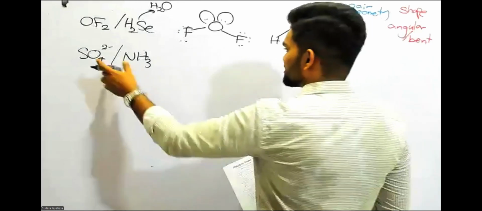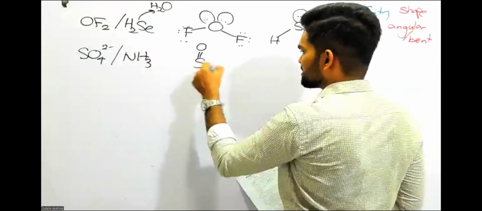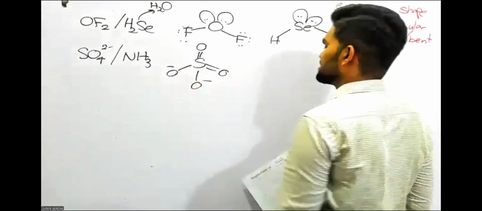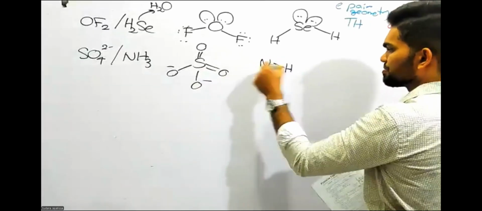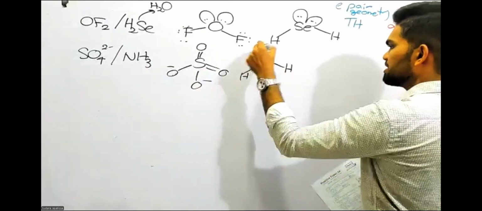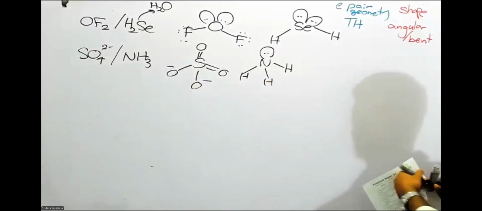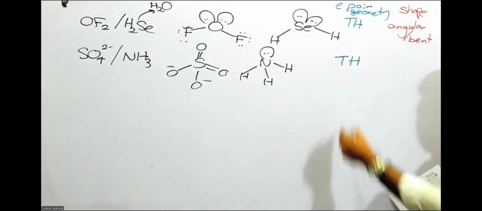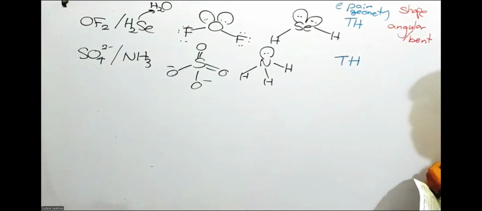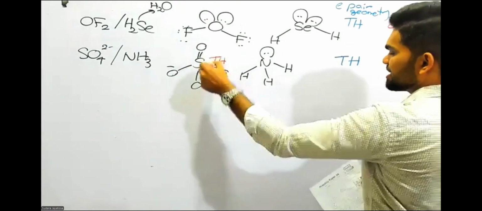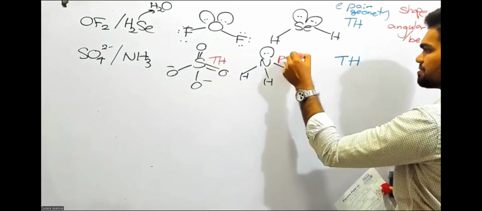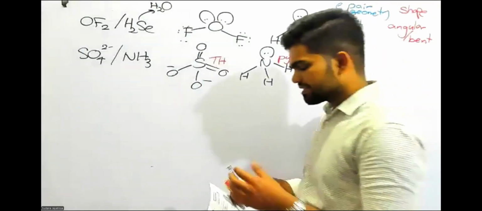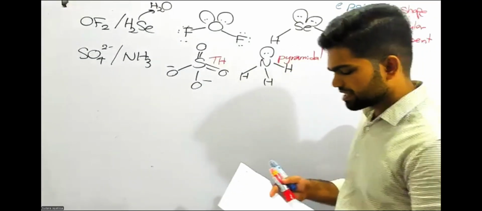The structure for sulfate is a tetrahedral molecule. And NH3 also has a tetrahedral electron pair geometry, but a pyramidal shape. So the electron pair geometry here is tetrahedral, and this one has a tetrahedral shape. I'm putting shapes in red color. And this one is pyramidal. Understood. So it's not the answer again. They have equal electron pair geometries and shapes.